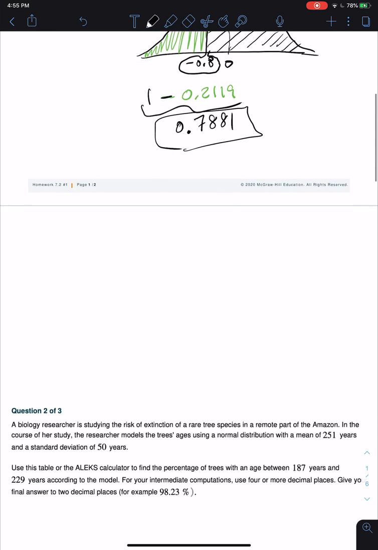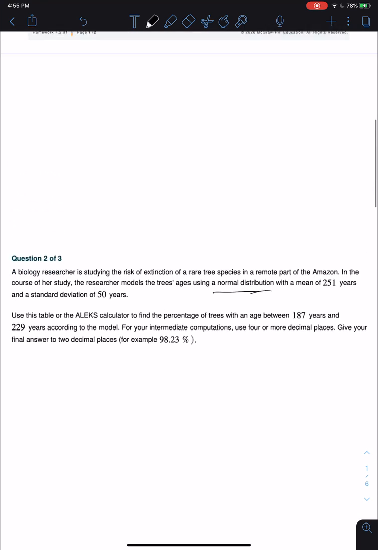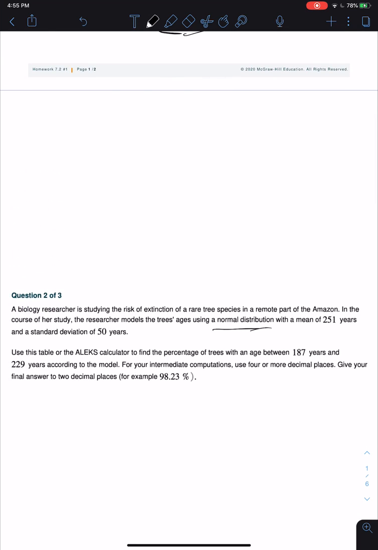All right, next problem. We're talking about a biology researcher. This biology researcher is studying the risk of extinction of a rare tree species in a remote part of the Amazon. In the course of her study, the researcher models the trees' aging using a normal distribution. Once again, just like last problem, it said normal distribution, which allows us to use the normal distribution curve, which is important, right? If we don't have that, then we can't use our z-scores.